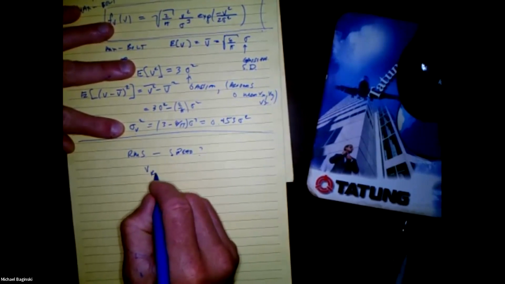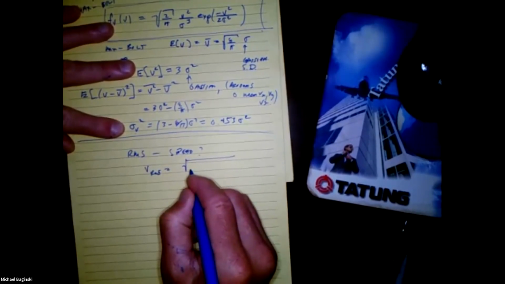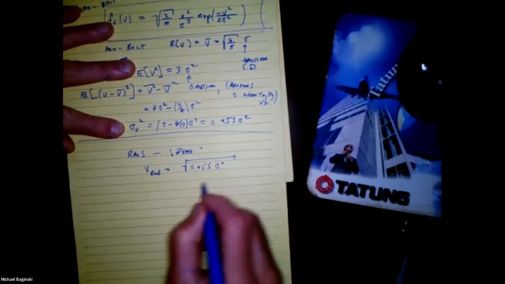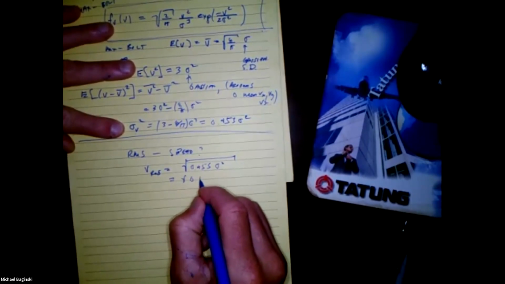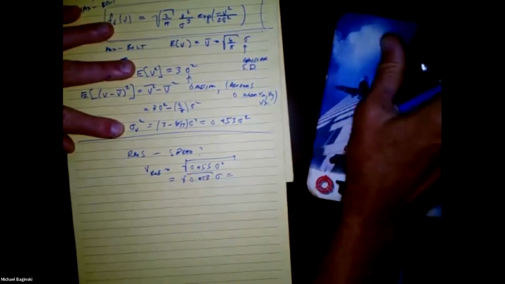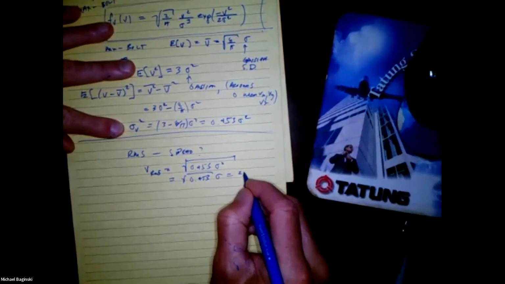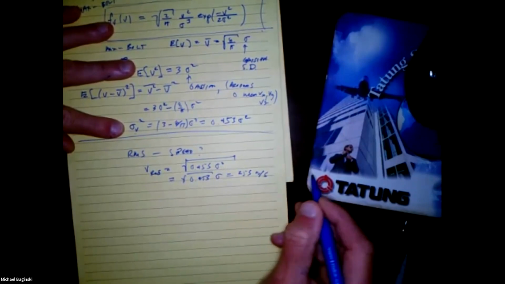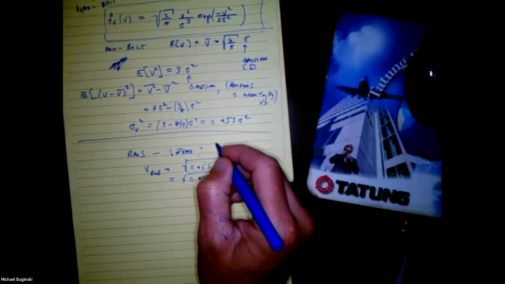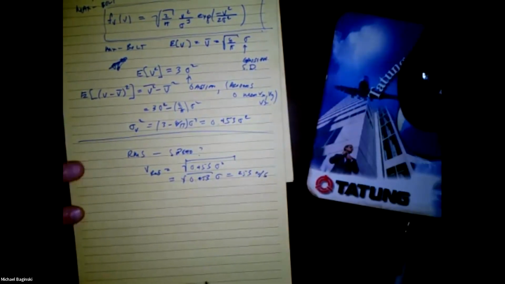So V RMS is just going to be the square root of 0.453 sigma squared, or it's 0.453 times sigma, and that one, I guess it's 253 meters per second. Because the actual value of, what was it? The mean value for this one was, I think, 600. So the average speed was 600.